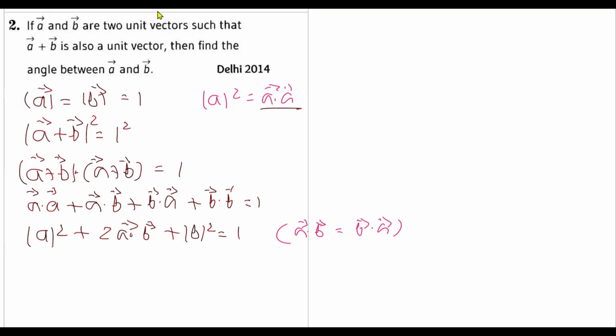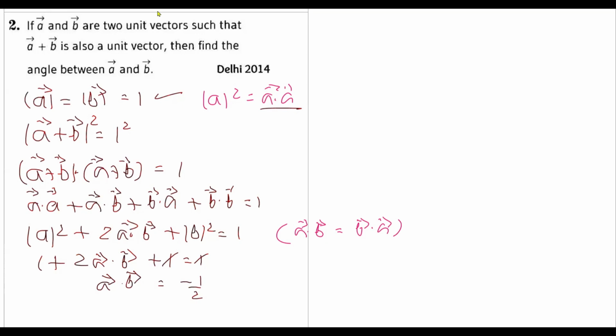Next, I'm going to replace A magnitude with 1. Let's first write in the correct order. I'll replace B magnitude square also with 1 from here. Now this 1 gets cancelled here, so what we get, A dot B will come as what? If I transpose 1 to the other side, it's minus 1 over 2.